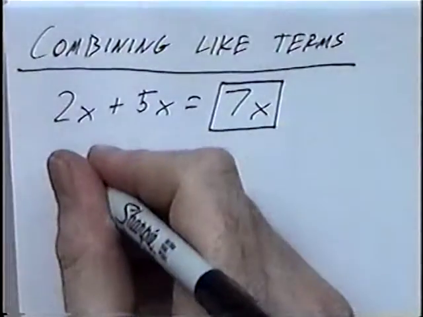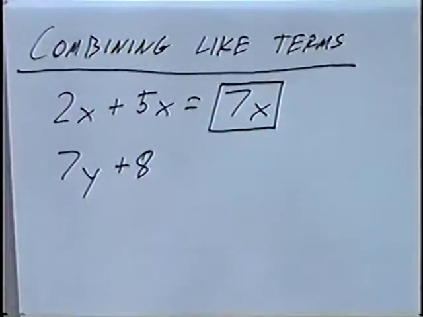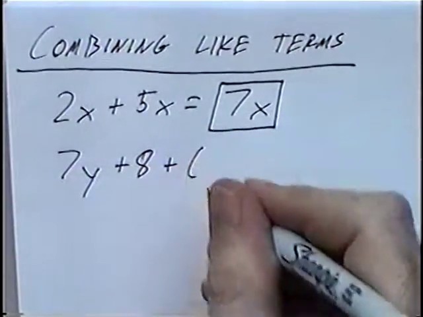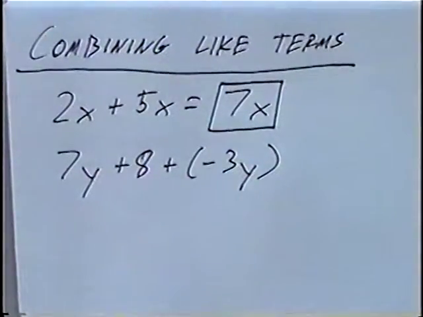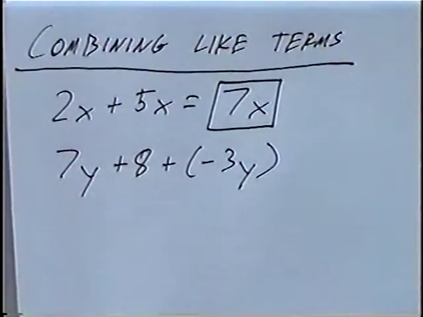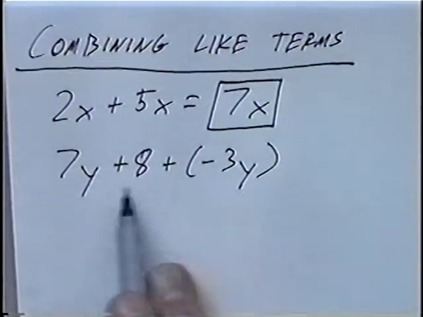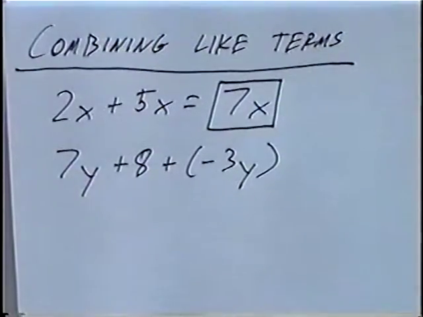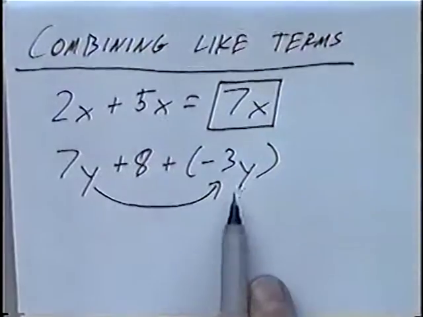Second question is 7y plus 8 plus, in parentheses, a negative 3y. In this problem we have 3 numbers. 2 of the numbers have like terms. Like terms again have the same variable with the same exponent. So in this case we can combine the y's together. We have 7y and a negative 3y.